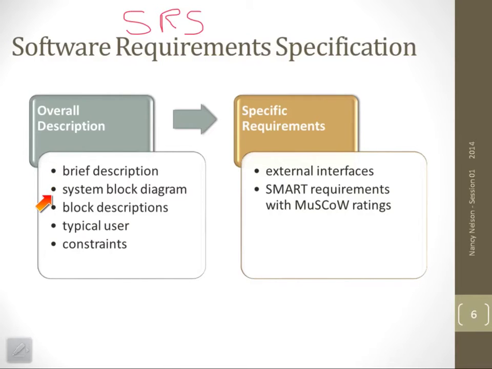It shows us a block diagram of the main parts of it. It describes what each of those blocks are. It describes who the expected user is, and it defines any limitations or constraints that might impede on the success of our project. The specific requirements are going to define the external interfaces. So this is how the user or external devices are going to interface with our software. And then finally, and probably most importantly, a list of the actual requirements for this program.